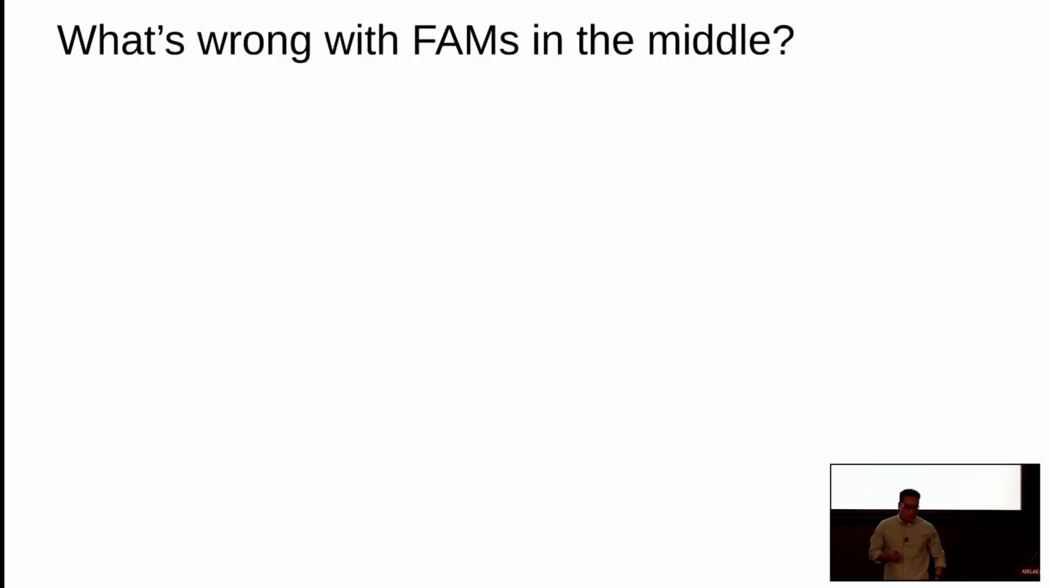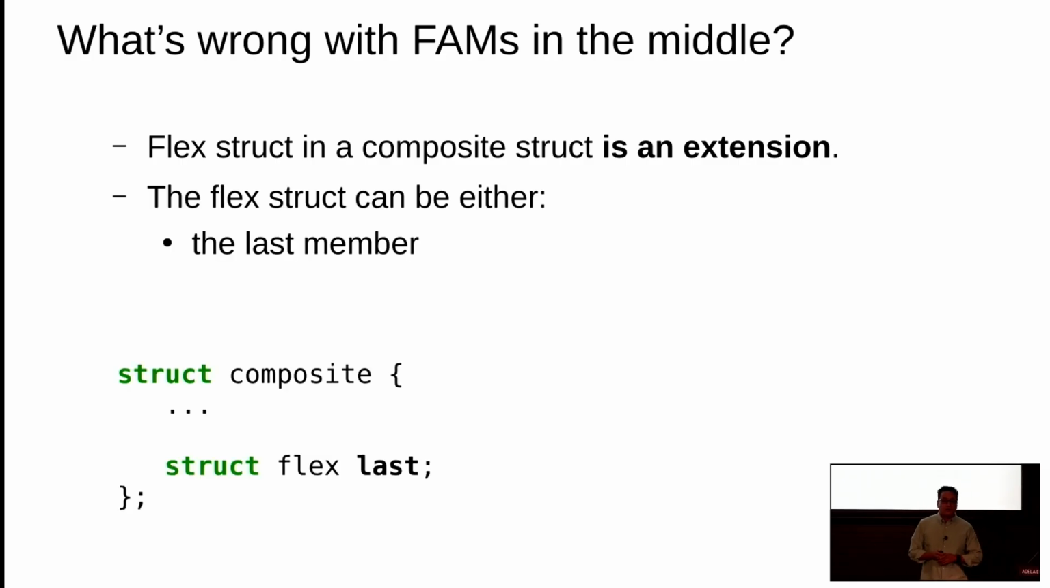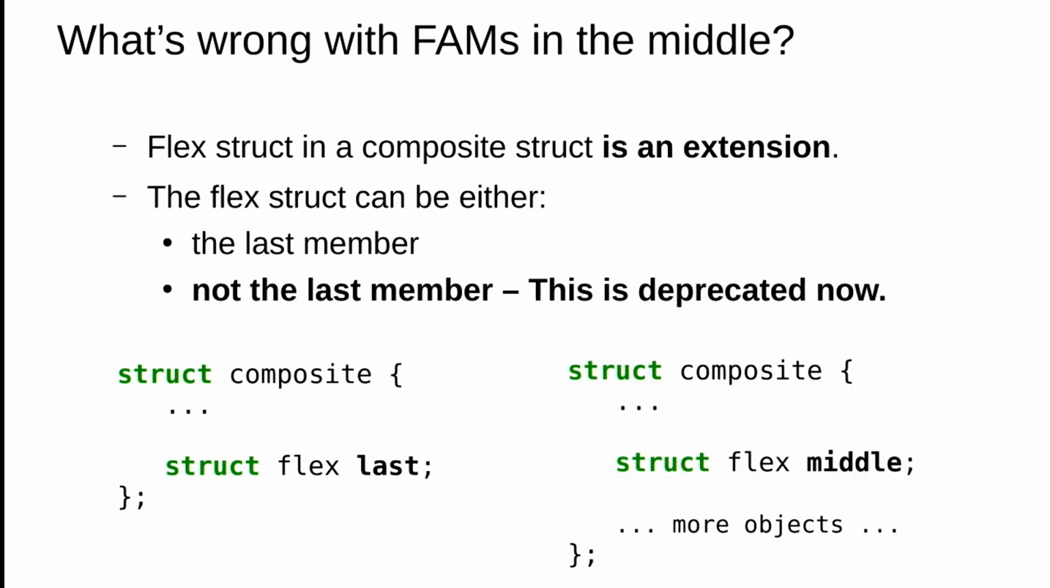So what is wrong with flexible array members in the middle? First, let me remind you that the C standard says that we cannot have a flexible structure as a member of another structure. However, we can do that. We've been doing that since forever. But this is an extension, right? And as an extension, we can have a flexible structure either as the last member of a composite structure or not the last member. This last part is deprecated. This is what we want to get rid of. And we have thousands of these instances in the Linux kernel, and it's becoming a big issue.